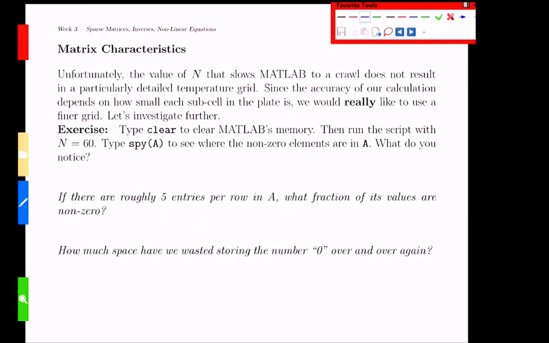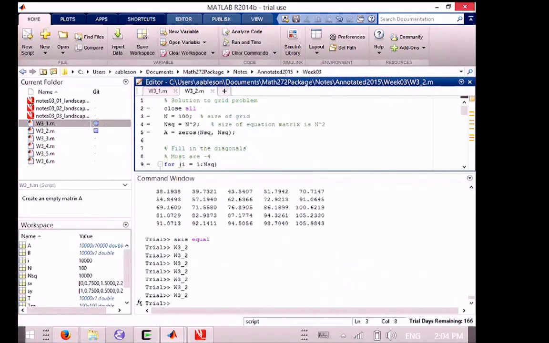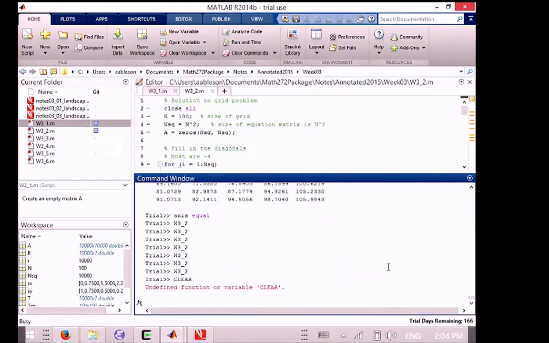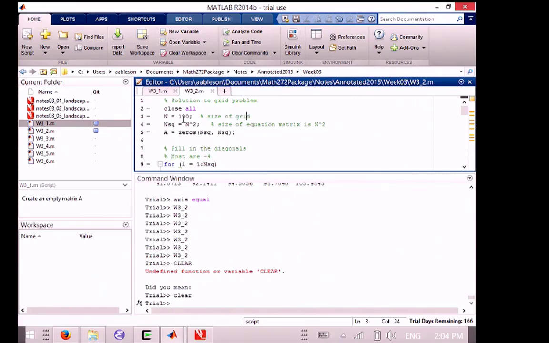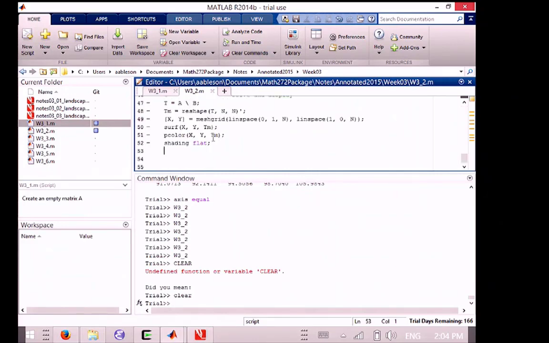So what we're going to do is, first off, clear out our memory here. And we're going to go back down to 60. And I'm going to run this again, except I'm going to add one more command at the bottom, which is going to be called spy, and you'll see what it does in a second. It'll be, I hope, fairly clear. And we're going to run that.